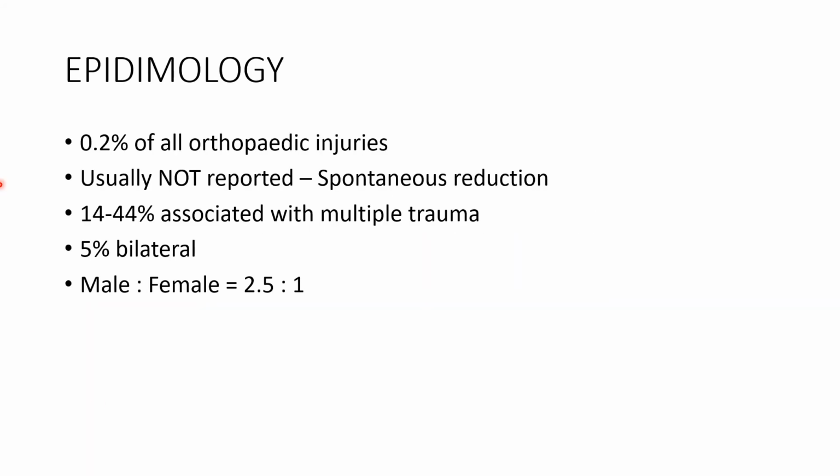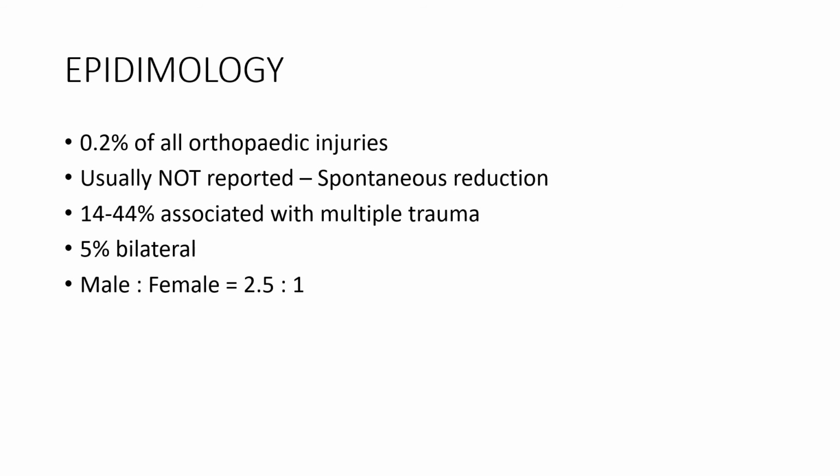Now let us look at knee dislocations. First, coming to the epidemiology of knee dislocations. Incidence of knee dislocation has historically been reported at less than 0.02 of all musculoskeletal injuries. It is less than 0.2% of all orthopedic injuries, usually not reported as there is spontaneous reduction. 14 to 44% are associated with multiple trauma, 5% can be bilateral, and it more commonly occurs in males. So males are 2.5 times more affected than females. The number is most likely an underestimate caused by spontaneous reduction and misdiagnosis.